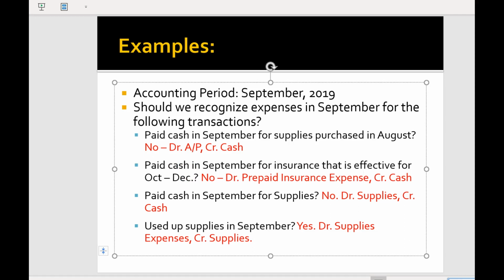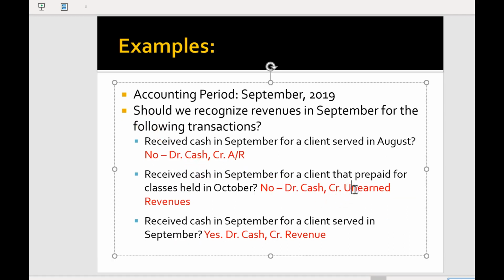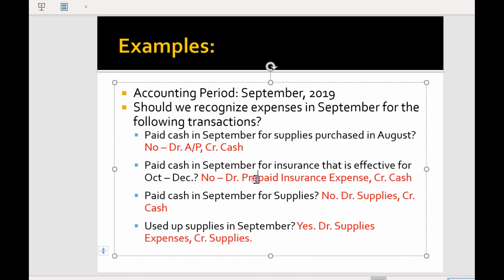Okay, again, unearned revenue is not a revenue, it's a liability. Prepaid expense, it's not an expense, it is an asset. All right. So we debit an asset account, we credit another asset account. So it's all on your left-hand side of the equation.